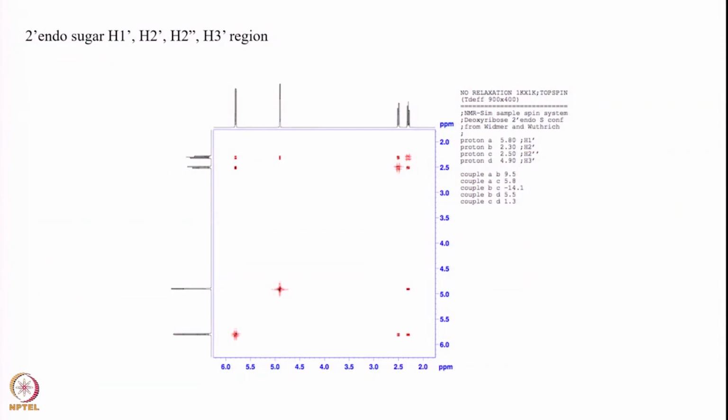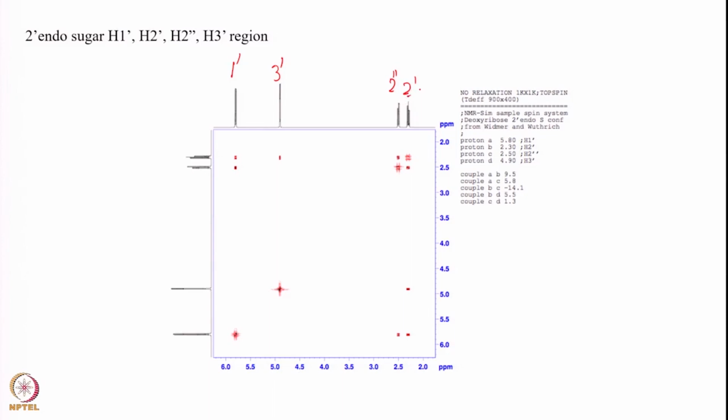Okay. Now what you have here? So you have the 1 prime, which I have already discussed with you. The 1 prime peak is present here, these are the diagonals here, and then you have the 2 prime to 2 double prime cross peak present here. Okay. So let me write here, this is the 1 prime and this is the 3 prime, this is the 2 double prime and this is the 2 prime.